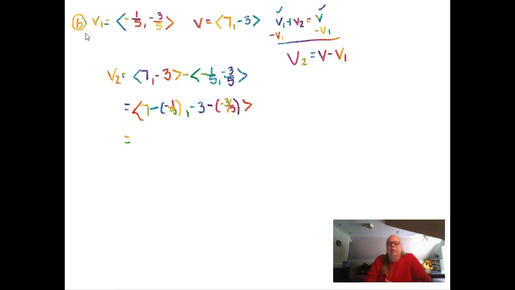7 minus negative 1/5, this is 7 plus 1/5. This is going to give me 7 and 1/5, or we could write this as 36 over 5. And then negative 3 minus negative 3/5. So this is negative 3 plus 3/5. Okay, this is going to give me, let's see, negative 2 and 2/5. But if we change it into its improper form, it looks like it's going to be negative 12 over 5.